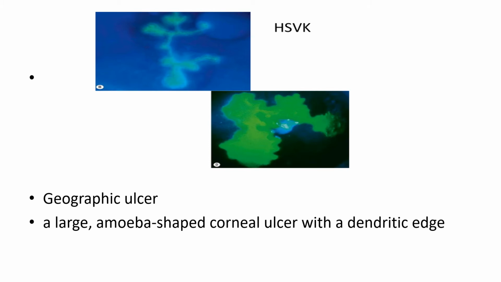In this picture you can see this is a dendritic ulcer, and here is the geographic ulcer. Now the transformation of a dendritic ulcer into a geographic ulcer is due to inadvertent topical use of steroid, which may lead to progressive enlargement of the dendritic ulcer into an amoeba-shaped geographic ulcer. In herpes simplex viral keratitis, diagnosis is made mainly on clinical picture, and the clinical picture is a dendritic or geographic ulcer with reduced corneal sensitivity. No lab investigation is required for the diagnosis of herpes simplex viral keratitis.